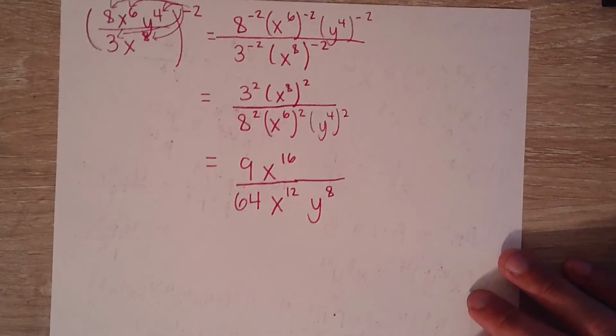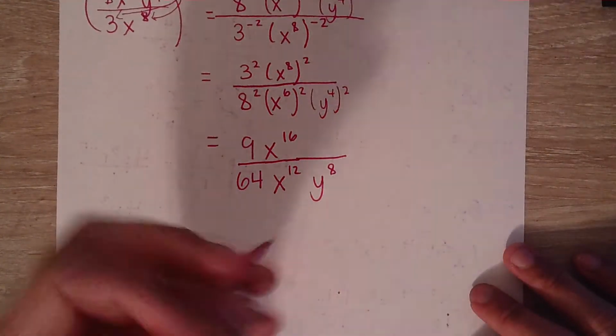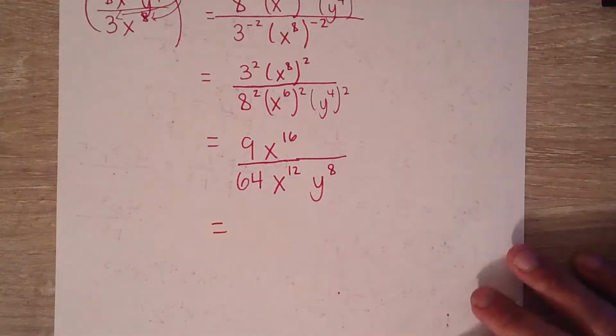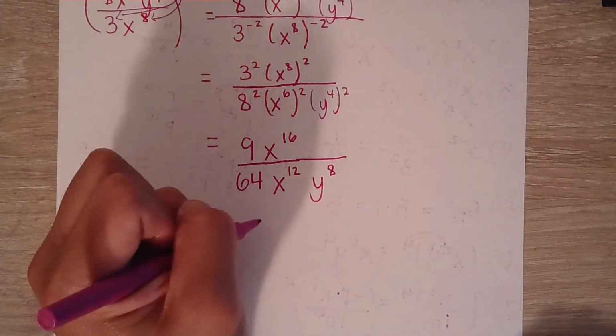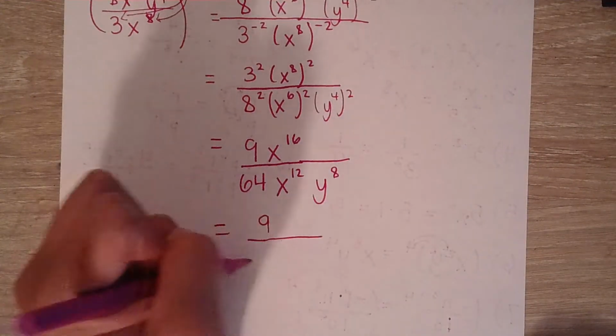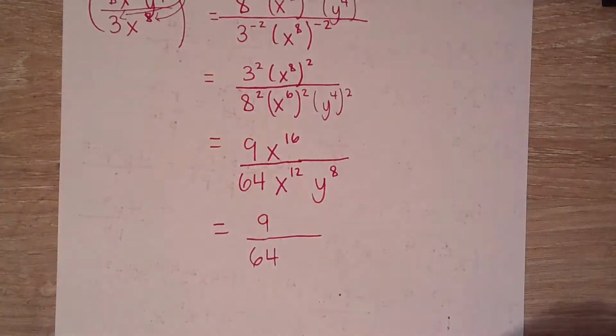All right, last step, we need to simplify 9 divided by 64. We can't simplify that. Why not? Well, the only factor of 9 would be 3, or 3 and 9, I guess you can think of it. But 9 doesn't go into 64 evenly, and 3 doesn't go into 64 evenly. So we would still write it as 9 over 64.